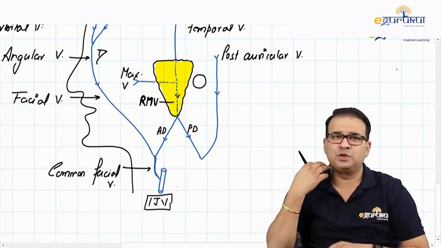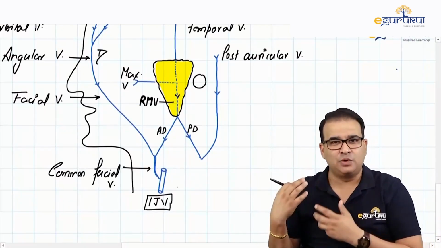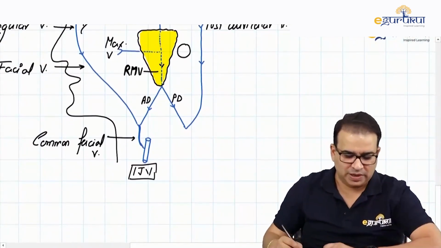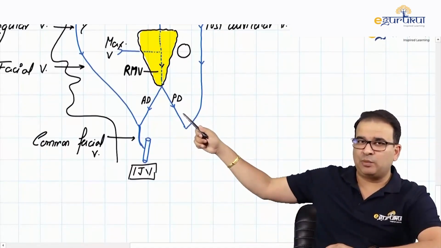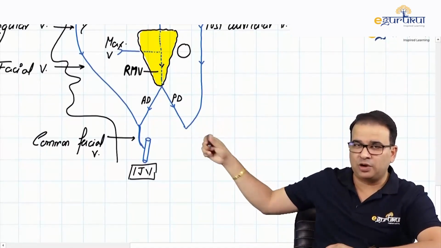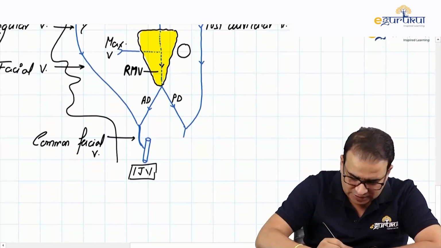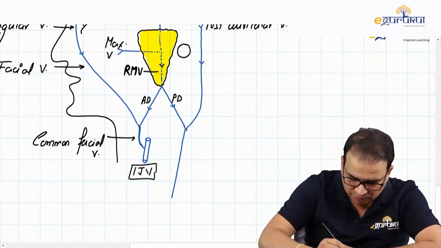The common facial vein drains into the internal jugular vein, which was present in the carotid triangle, in the carotid sheath. So that is the point where the common facial vein is draining. Whereas the posterior division of the retromandibular vein joins with the posterior auricular vein, and together they give rise to the external jugular vein. That's the formation of the external jugular.